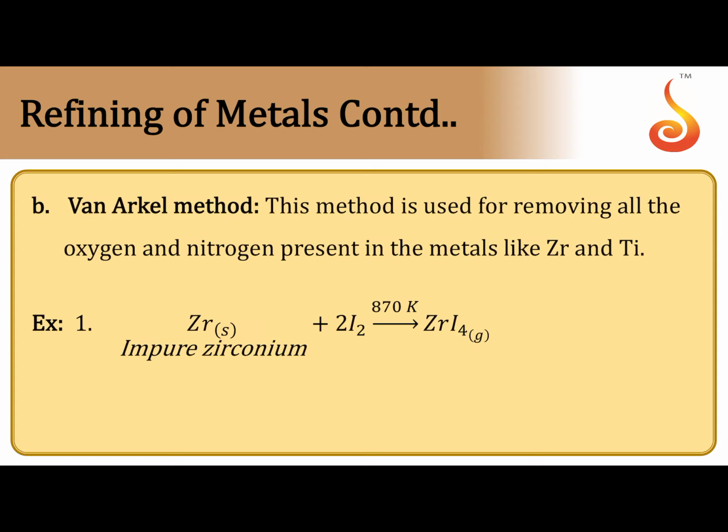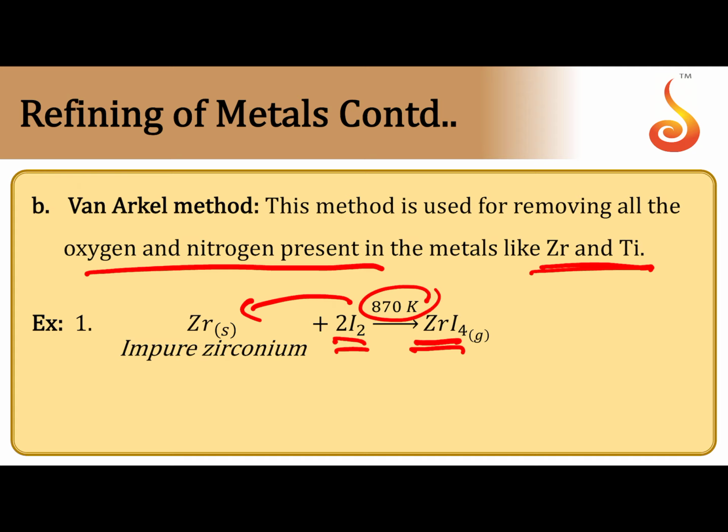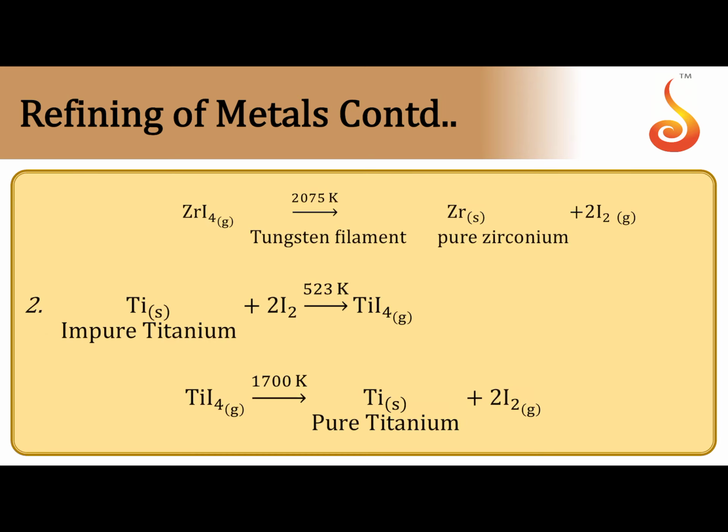Van Arkel method: this method is used for the removal of oxygen and nitrogen present in metals like zirconium and titanium. Iodine is added to the impure metal, and we get zirconium iodide at 870 Kelvin. After the formation of zirconium iodide, other metals won't combine with iodine, so they are left over in the vessel. The zirconium tetraiodide is separated from the vessel and heated to high temperature. At that time iodine vapors are removed, leaving behind pure zirconium.